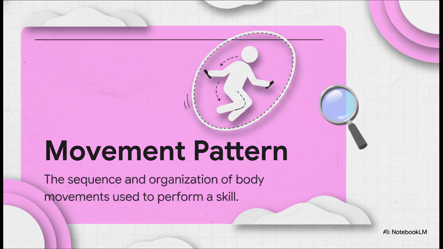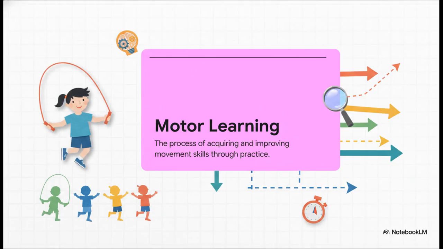Think back to our jump rope scenario, right? The movement pattern isn't just the word jumping. It's the specific sequential organization of bending the knees, pushing off the toes, and swinging the arms in a synchronized loop to clear that rope. It's the whole coordinated recipe. Next is motor learning. Simply put, this is the process of acquiring and improving movement skills through practice.